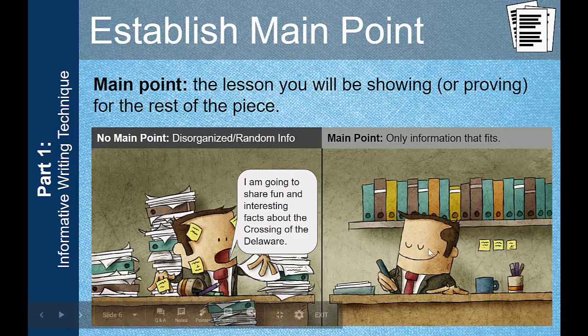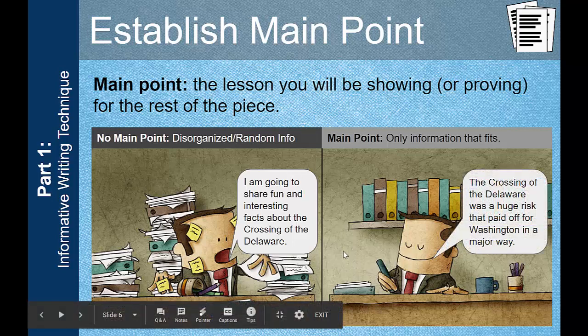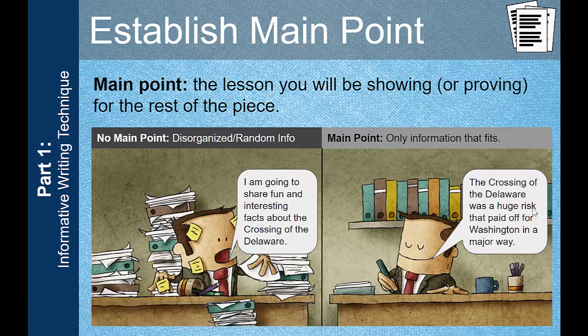However, if you have a main point, like this for example, the crossing of the Delaware River was a huge risk that paid off for Washington in a major way. So now I've got something to work with. When I write my paper going forward, I'm going to talk about why it was such a huge risk. I'm going to talk about why it worked and why it went well. And that sets me up really well for the whole rest of the paper.